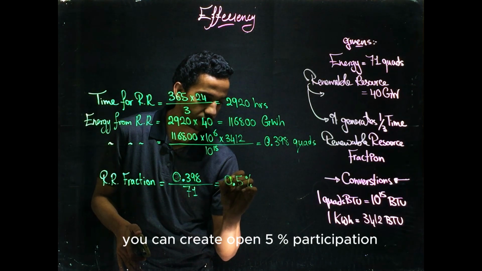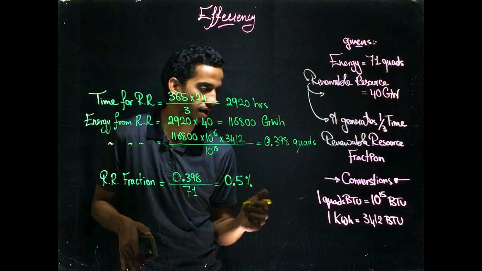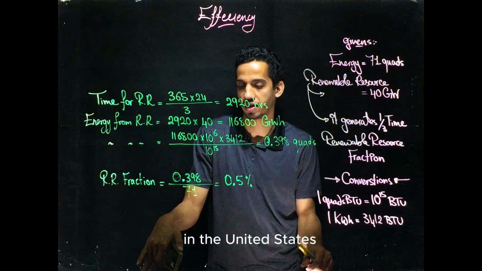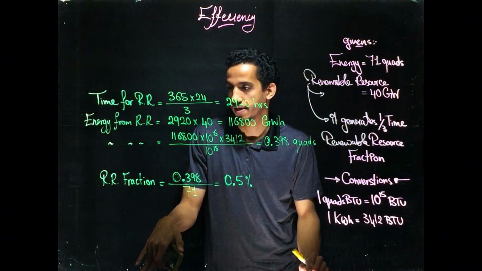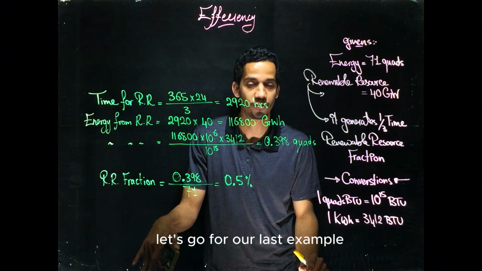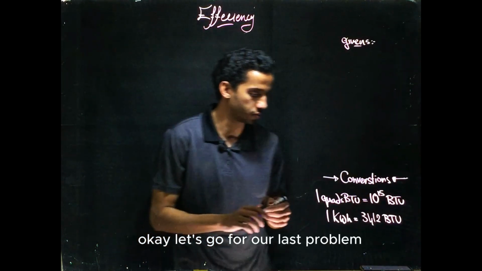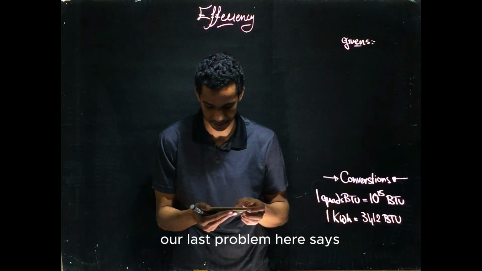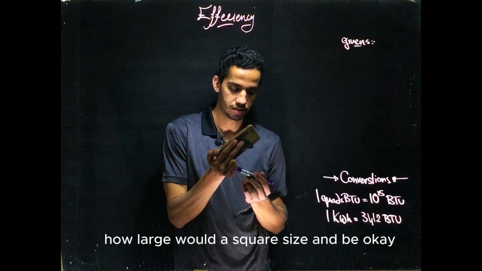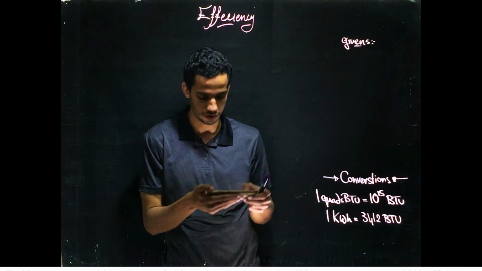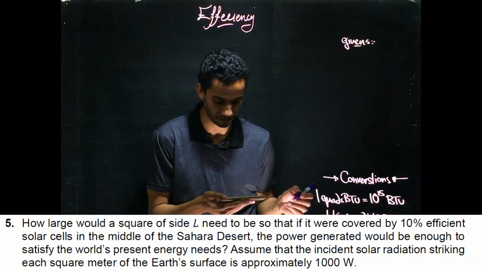So the participation of renewable energy resources in the United States' fraction of energy is about 0.5%, a very small number. Okay, great. Let's go for our last example. Our last problem says, how large would a square of side L need to be if we cover it with 10% efficient solar cells?